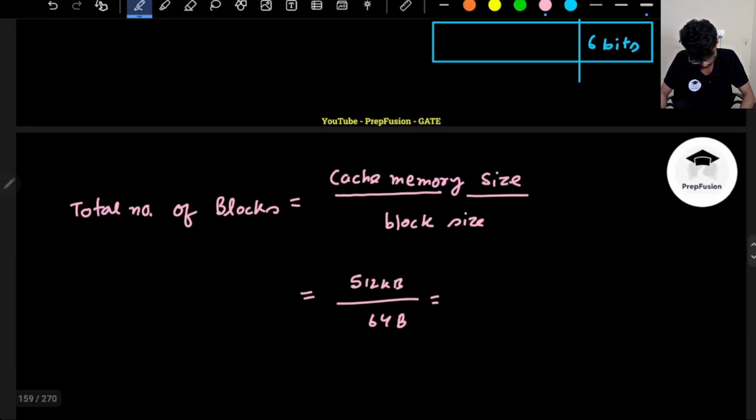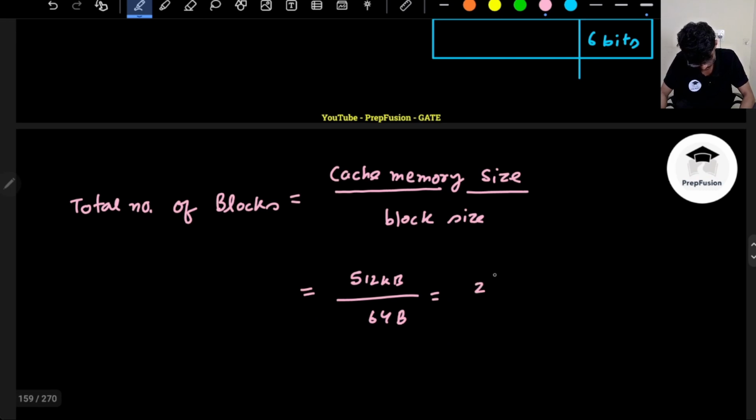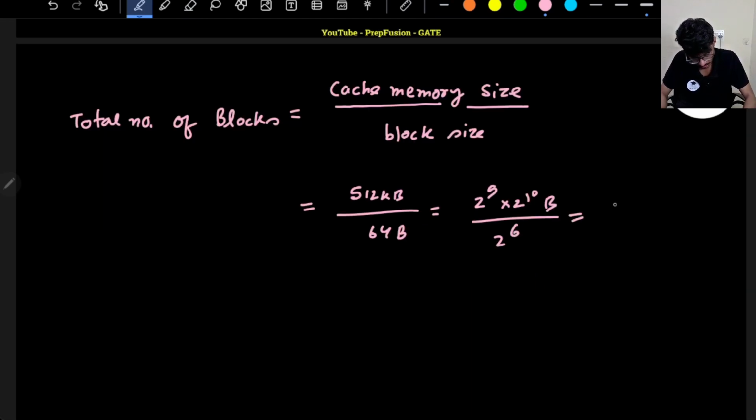So 64 is 2 raised to power 6. This is 2 raised to power 9 into 2 raised to power 10 divided by 2 raised to power 6. So this will be overall 2 raised to power 13. This will be my total number of blocks.